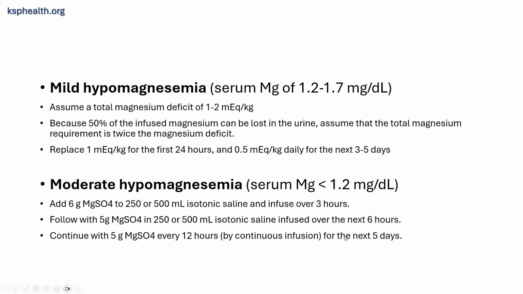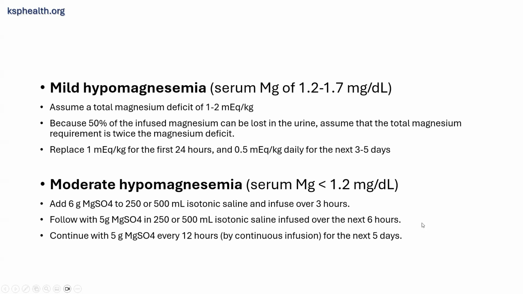Moderate hypomagnesemia is defined as less than 1.2. 6 gram magnesium sulfate in 250 to 500 ml isotonic saline infused over 3 hours, followed by 5 gram magnesium sulfate, again in 250 to 500 ml isotonic saline over the next 6 hours, then 5 gram magnesium sulfate every 12 hours for the next 5 days.